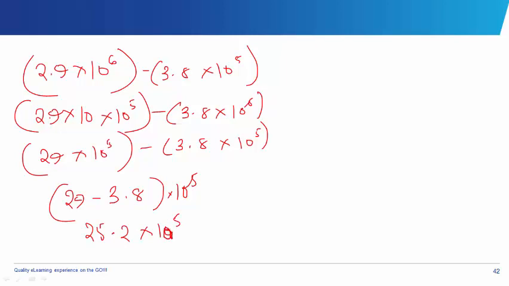This should have been our final answer, but it's not in standard form. You can go one place to this side. So that will give us 2.52 times 10 raised to the power 5. When we now add these two together, the same thing as 10 raised to the power 1, it now gives us 2.52 times 10 raised to the power 6, which is our final answer.